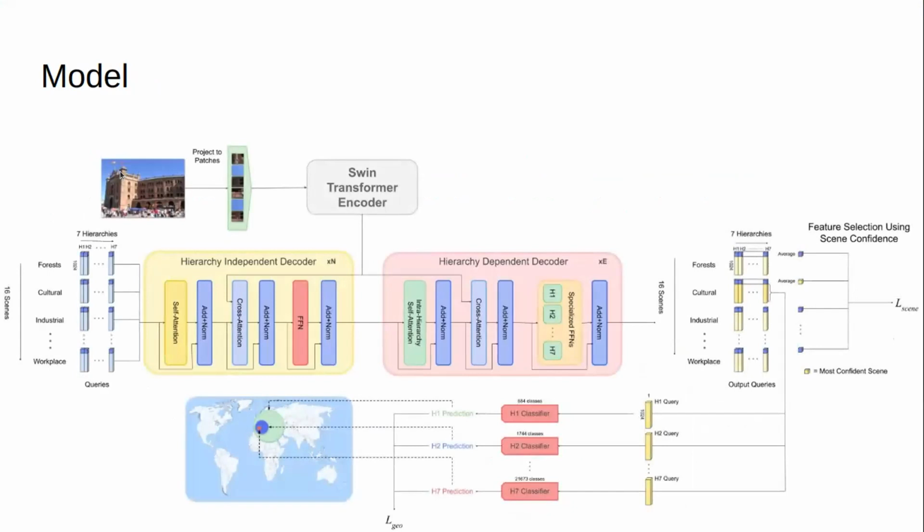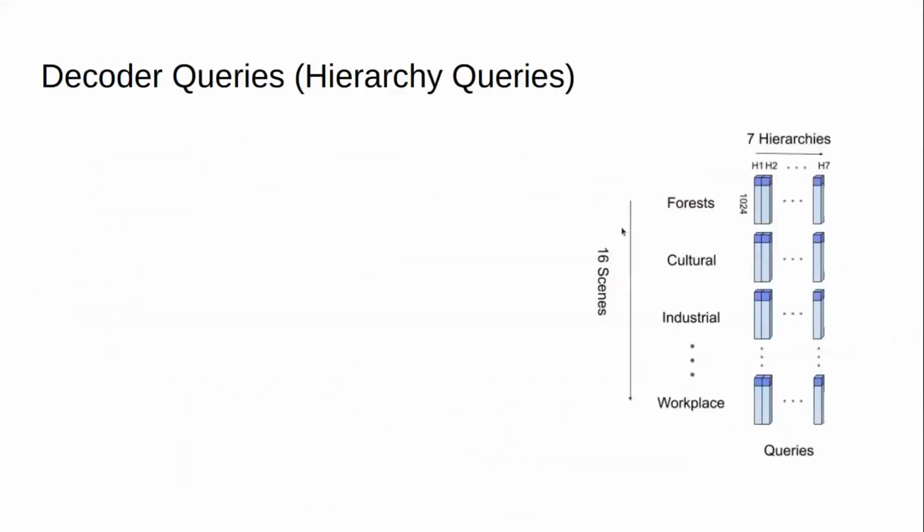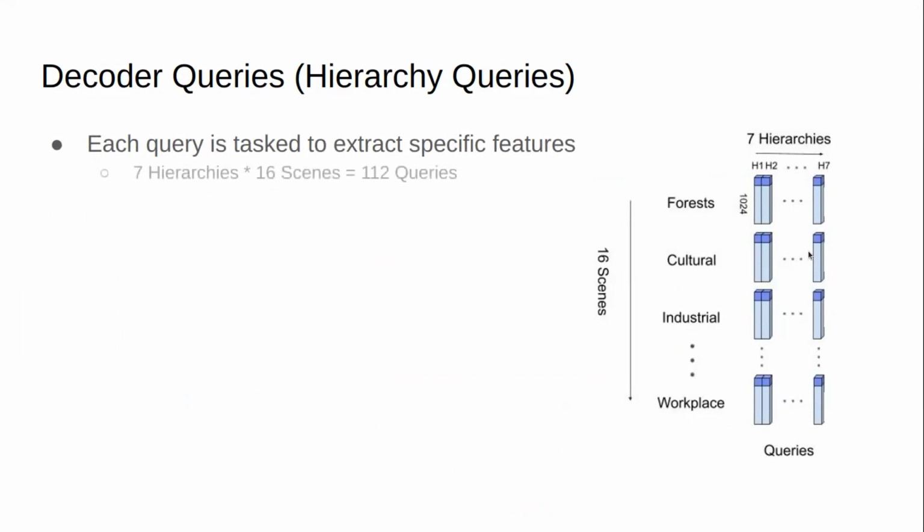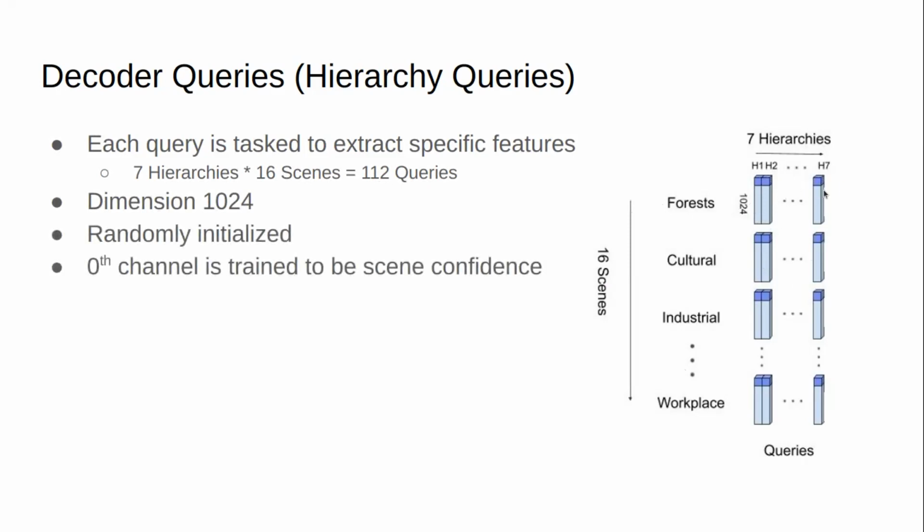So we see that at the start of our architecture, given a query image, we project it to patches and then send it through a SWIN transformer encoder. Then we have the decoder queries or hierarchy queries. Each query is tasked to extract specific features from an image. We have 7 hierarchies and 16 scenes, which leads to 112 queries overall. They're all of size 1024. They're randomly initialized, and this 0th channel is trained to be the scene confidence. So here we can see we have our scenes: forest, cultural, industrial, and so on. And then we have our 7 hierarchies with that 0th channel, which I'll go over later.